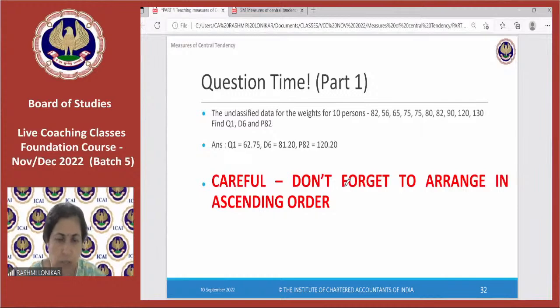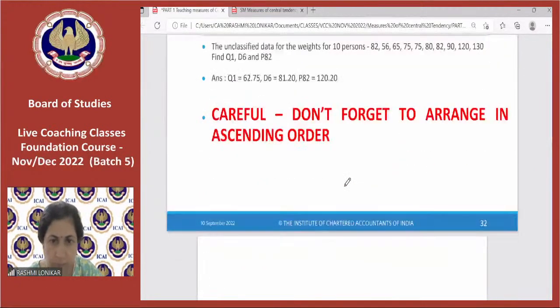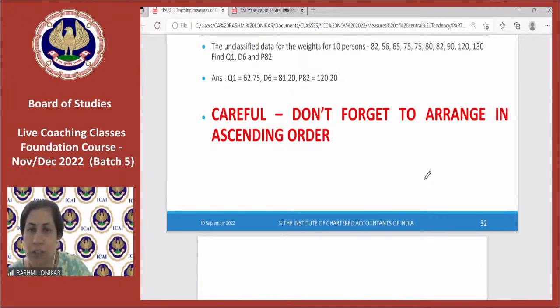Now, let us first calculate for unclassified data. Whenever you have quartiles or the median, what are these? These are positional averages, positional numbers which represent the data by its position. So you have to remember always that you have to arrange the data in ascending or descending order.